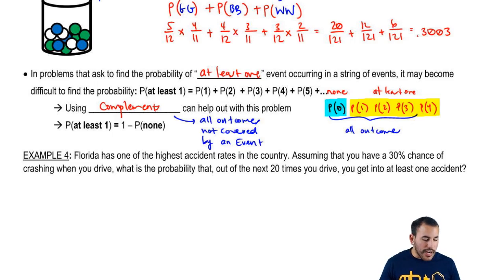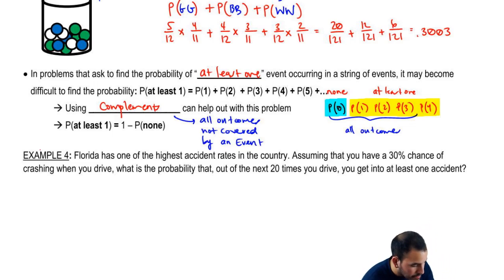So Florida has one of the highest accident rates in the country. Assuming that you have a 30% chance of crashing when you drive, totally made up, I don't know what it is. What is the probability that out of the next 20 times you drive, you get into at least one accident? So again, let's go ahead and figure out what we are looking at.